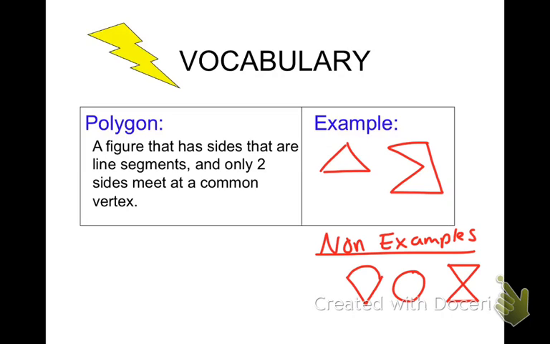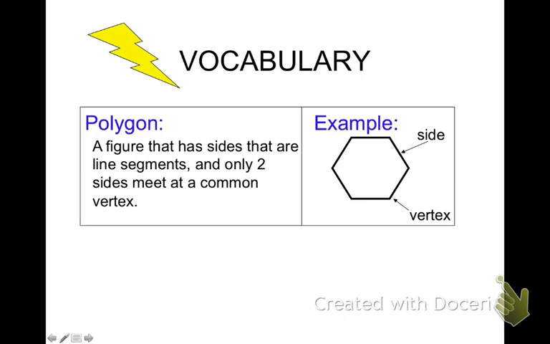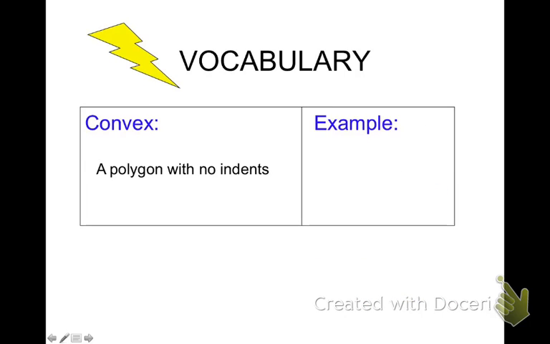When we talk about polygons, we talk about them being whether they're convex or concave, which we already kind of talked about. And I'm going to use Lily's idea of indents because that's what I think of the best. So a convex polygon is a polygon with no indents. Something like that would be a convex polygon. There's no caves to hide in that shape.